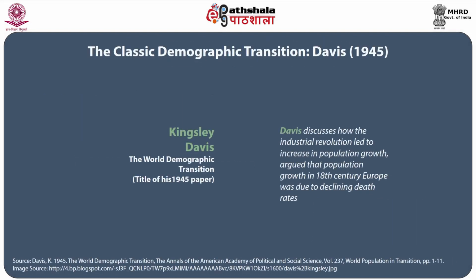Kingsley Davis in 1945 brought out his interpretations on the world demographic transition. In his paper, he discusses how the Industrial Revolution led to an increase in population growth. He argued that population growth in 18th century Europe was due to declining death rates, as birth rates tended to decline rather than increase across the world.